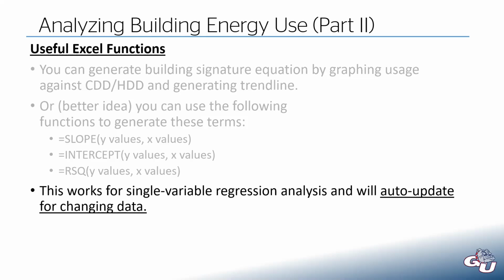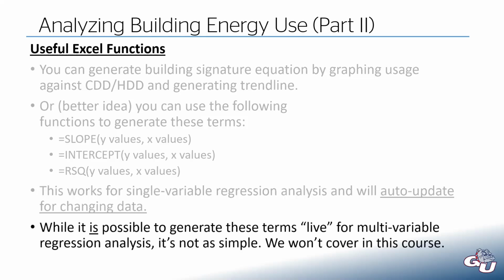When you're doing multivariable regression, it is possible to generate these terms, your coefficient terms in your equation, your intercept, and your cooling degree day coefficient and your heating degree day coefficient. It is possible to generate those terms "live", I put that in quotes, or to say auto update based on changing data. It's a lot more complicated, and honestly I don't think it's worth getting into.